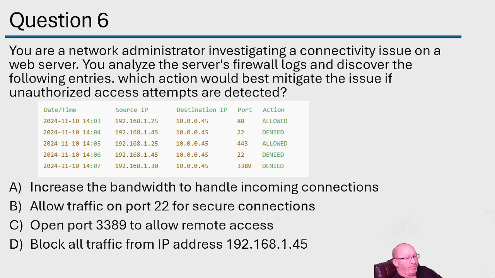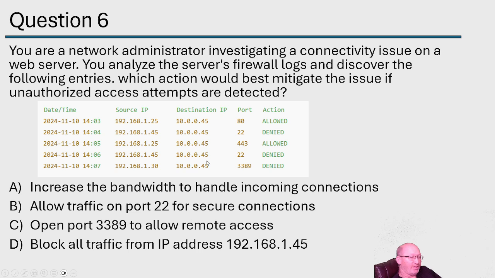C, open port 3389 to allow remote access. The same principle for B kind of goes with C, which means that D must be the correct answer. Block all traffic from IP address 192.168.45. Why? Well, if we look at 45, we see that boom, we've got denied, and then boom, we have denied. So it's trying to access on port 22, and that would be the only one that makes sense.